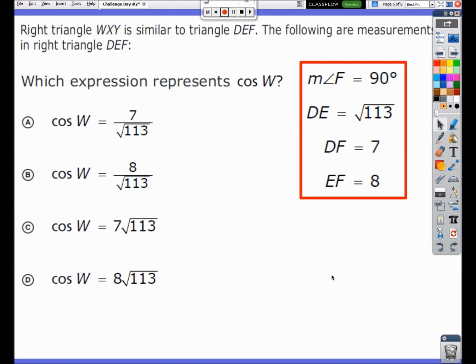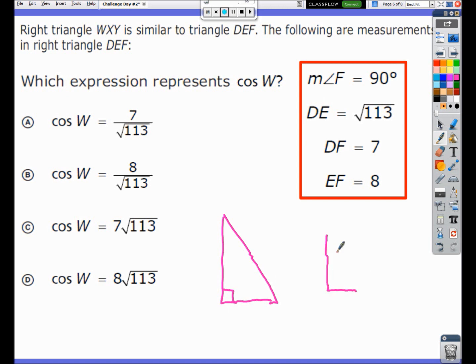Oh, hey, look, another one. Awesome. And there's no picture. Sweet. So we get to draw a picture. So we are told right triangle, WXY. So let's draw a right triangle. Right angle. And I don't really know how I should label WXY because I don't know which one's the 90 yet. But it says it's similar to triangle DEF.